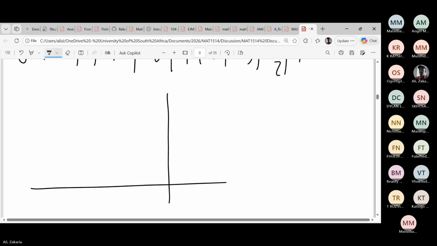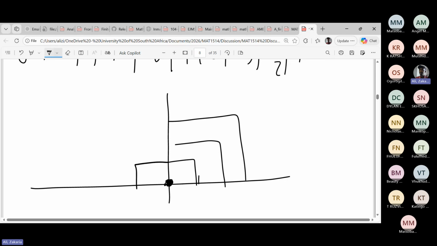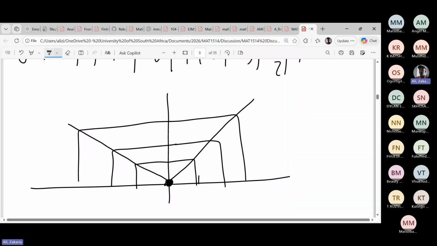You see, if x is 0, the absolute value is 0. If x is 1, it is 1. If x is 2, it is 2. If x is 3, it is 3. At -1 it is 1, at -2 it is 2, and at -3 it is 3. So you see, this gives me the sketch of the absolute value function.